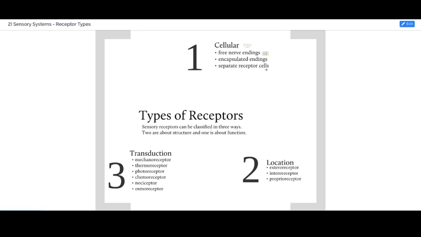The first two are structural or anatomical ways of defining receptor cells and not the most prevalent way of classifying receptor cells. The third one, by transduction, is the functional or physiological classification scheme and really is primarily how we consider the receptor cells. When I ask you to consider what types of receptor cells we're talking about, I really mean by their transduction methodology.